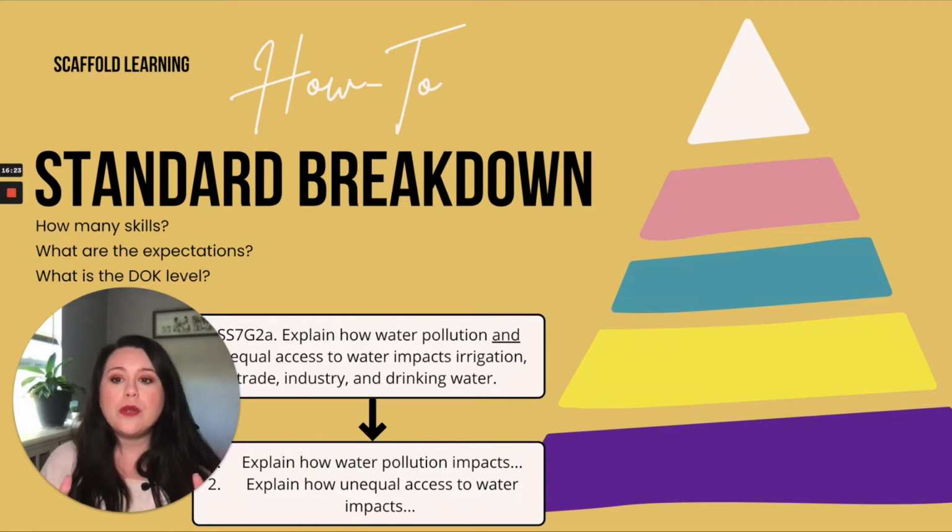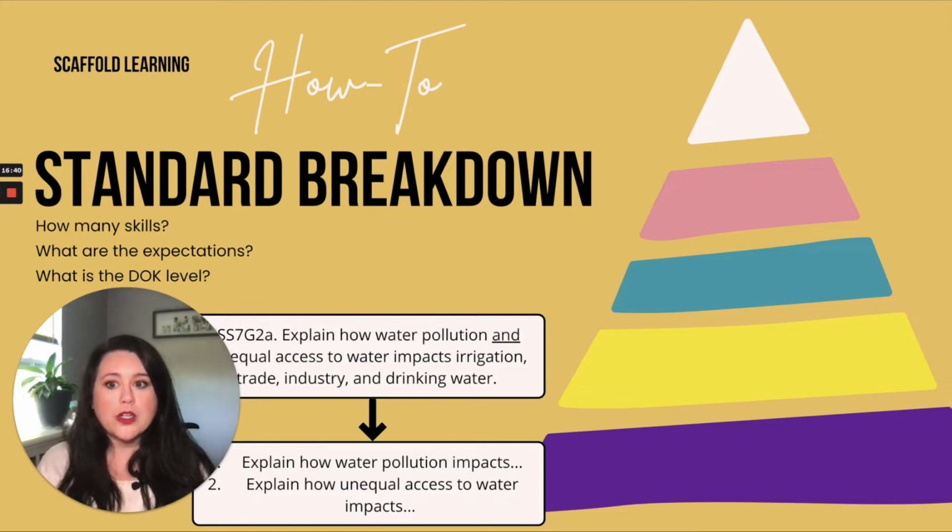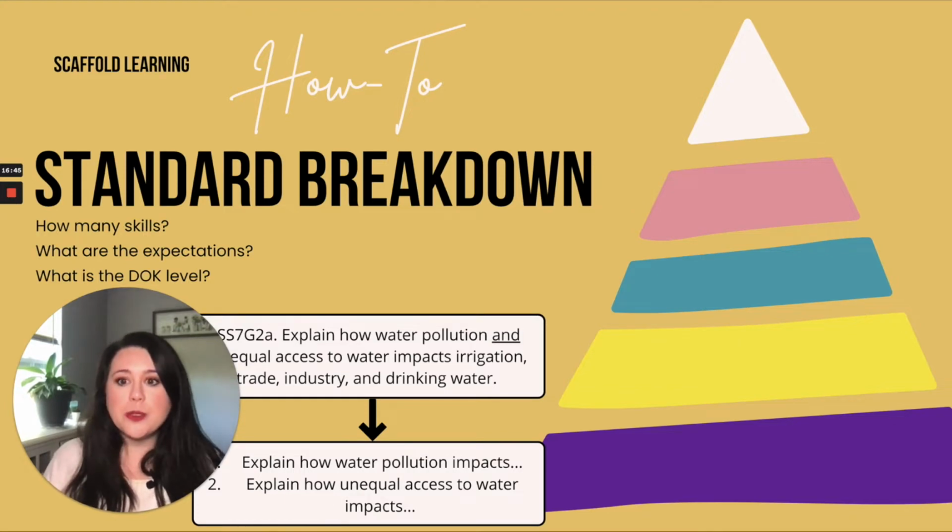So we don't necessarily want to loop them together, because you could have a student who understands how water pollution will impact trade, industry, and drinking water, but may not have mastered the unequal access part. So we want to give them credit for mastering part of the standard and then support them with the other part. So anytime you see the word "and," you're going to have typically two different standards.